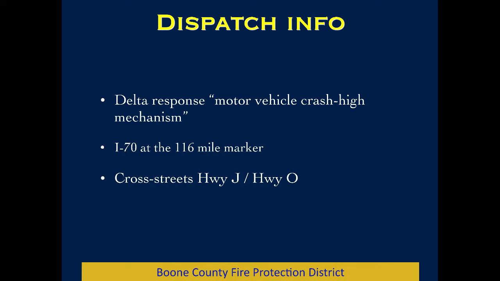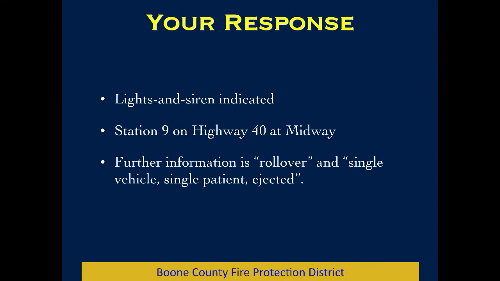Dispatch info, it's a Delta response, predicted high acuity, motor vehicle crash with high mechanism is the verbiage they use. It's I-70 at the 116, which is J&O, so that's west of Columbia, for those of you not from around here. And so, yes, I know the hospital location is fictitious, but we needed it for the learning thing. So when you're at the 116 mile marker, you're going to have a choice of one direction or the other, in one direction for the trauma center and the other direction for the non-trauma center, basically. Lights and siren are clearly indicated. You're coming out of our station 9 on Midway, and you respond.